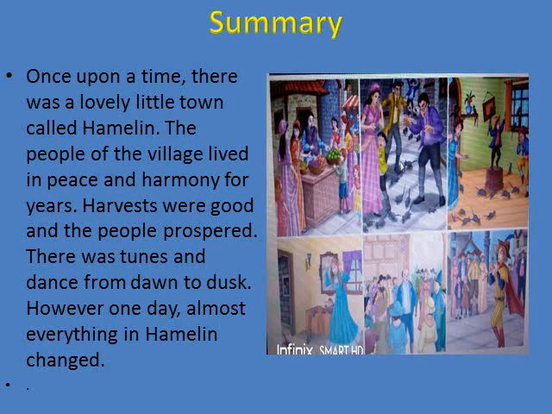Summary or explanation of the chapter. Once upon a time, there was a lovely little town called Hamelin in Germany. The people of the village lived in peace and harmony for years. Harvests were good and the people prospered. There were tunes and dance from dawn to dusk. However, one day, almost everything in Hamelin changed.